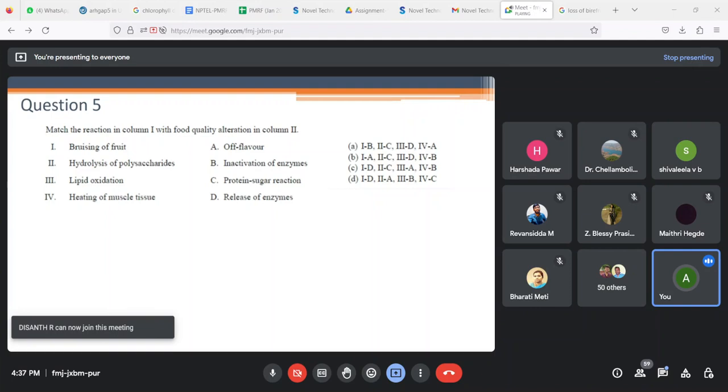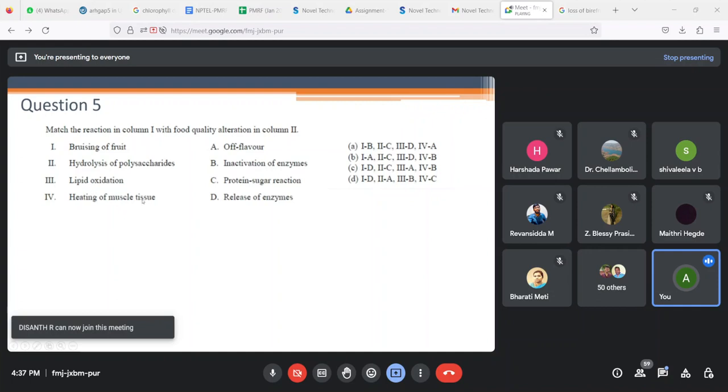What happens when you hydrolyze polysaccharides? That is something we discussed in the previous slide. What will happen if your polysaccharides are hydrolyzed, or your carbohydrates are hydrolyzed? What happens? Protein sugar reaction. Yeah, so it will form carbonyl groups, and these carbonyl groups will now interact with other constituents such as proteins, and that will cause a protein sugar reaction. So 1 corresponds to D and 2 corresponds to C.